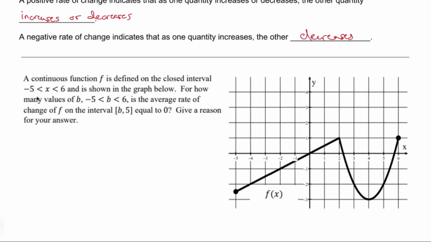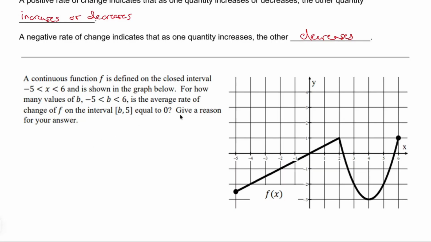A continuous function f is defined on the closed interval from negative 5 over here to 6 over here. For how many values of b, given the fact that b is in between negative 5 and 6, is the average rate of change on the interval equal to 0? Okay, give a reason for your answer.